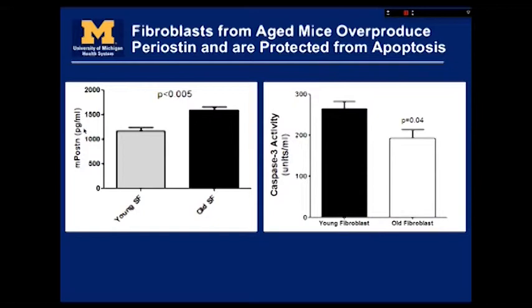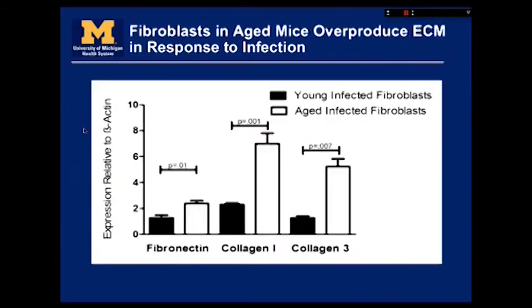The fibroblasts from the old mice are protected from apoptosis, just like Victor showed this morning. And again, if we purify the fibroblasts from the aged infected mice, they have increased matrix production compared to the fibroblasts from the young mice. I've shown you that these are all effects that we know periostin can promote. So we'd like to hypothesize that as the lung ages, this increase in periostin may be one reason why the lung responds differently to these insults.